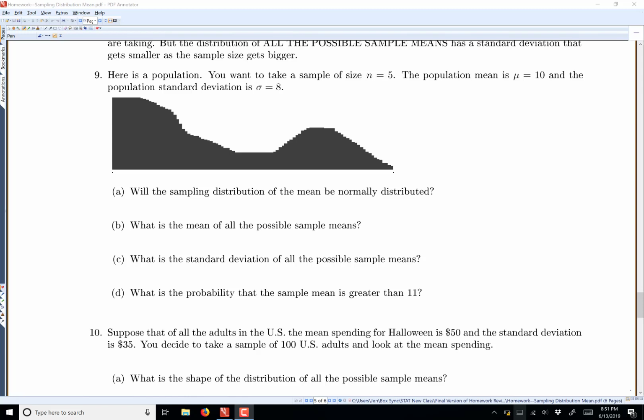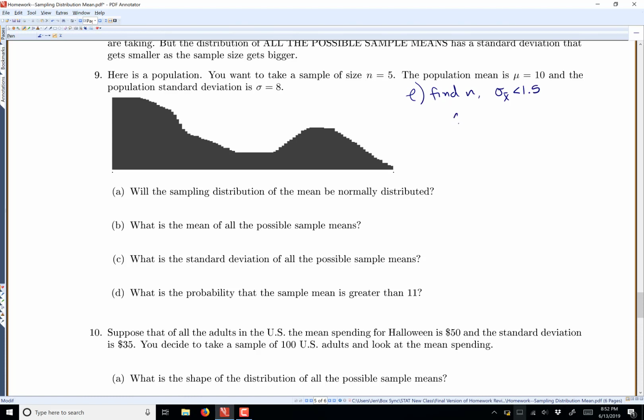So for problem 9, we have a population. We want to take a sample size 5. The population mean is 10. The population standard deviation is 8. Now, let's say for part E that we actually want to find a sample size n so that our standard deviation for all of our possible sample means, or that standard error, will be less than 1.5.